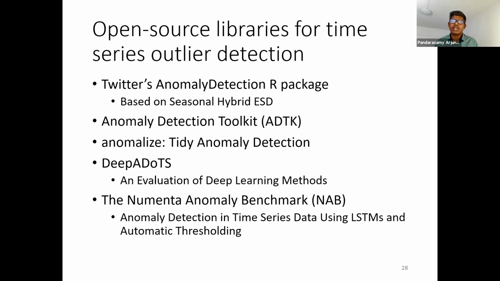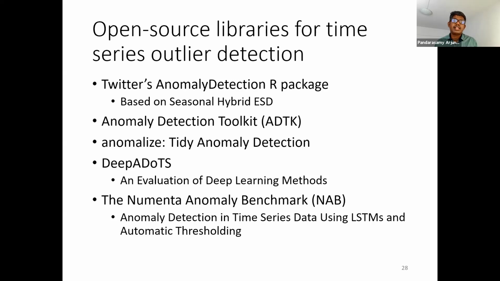Their package is a very robust outlier detection method for time series. Their method is based on a seasonal hybrid ESD model. And there is another package called Anomaly Detection Toolkit, which is available for Python. There is another tool called TT Anomaly Detection, which is also available for R.